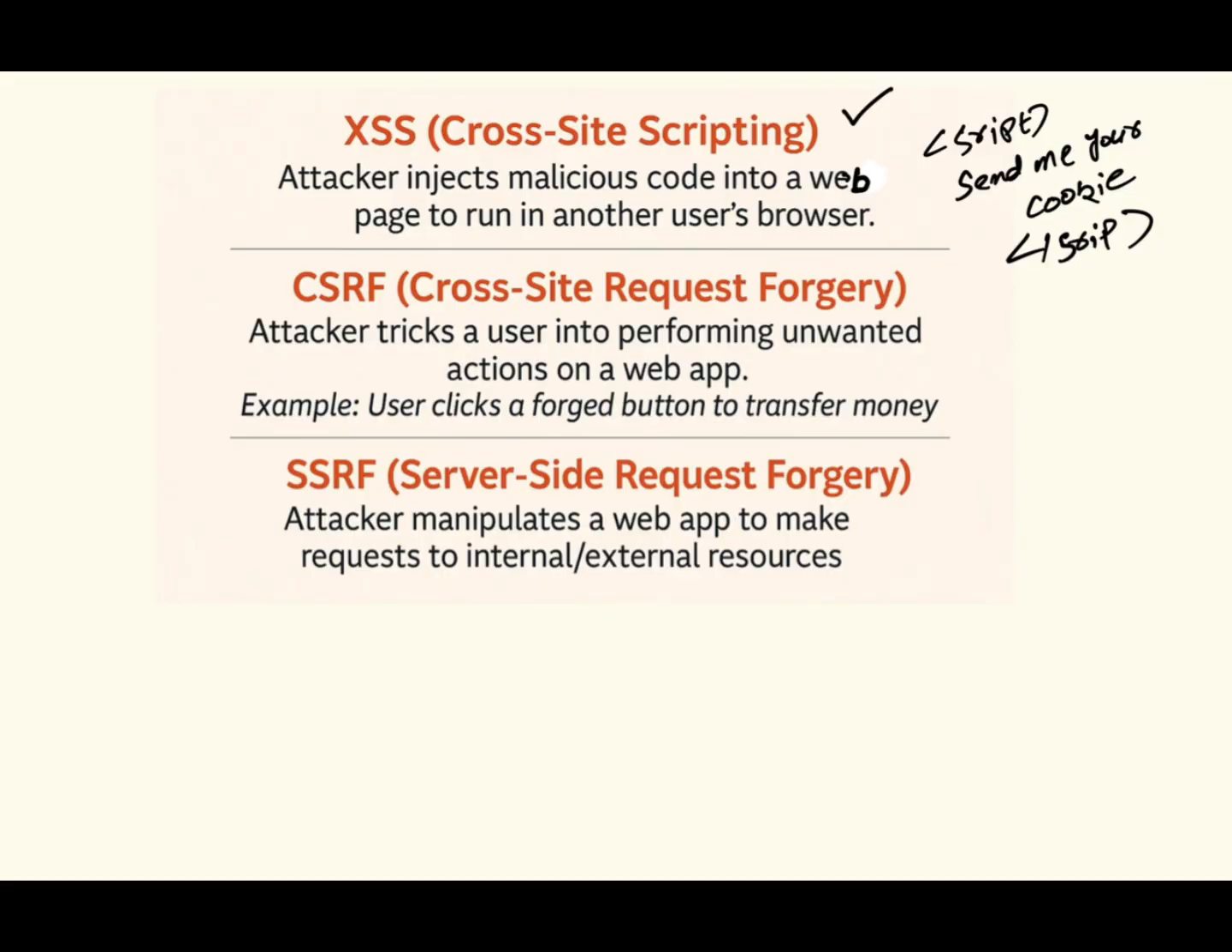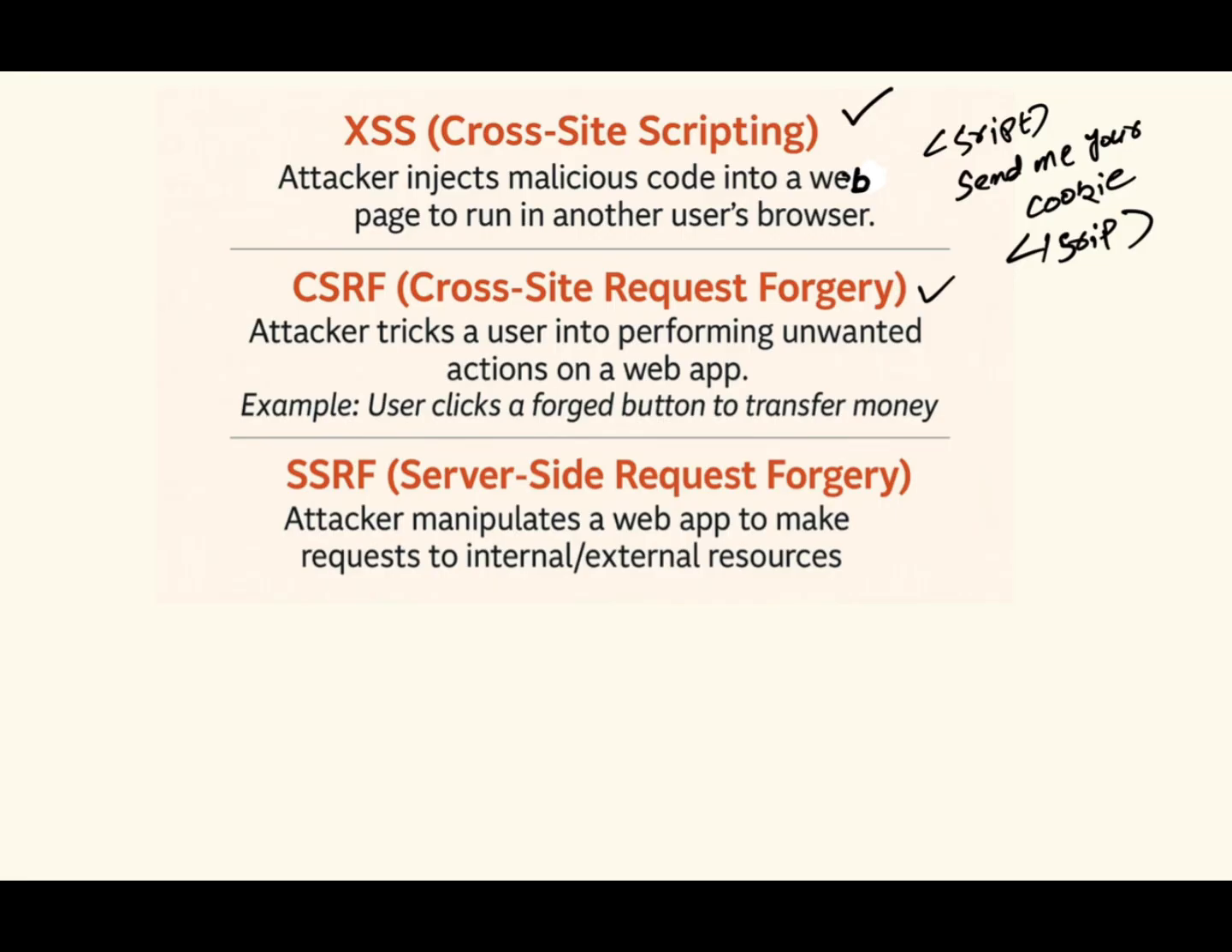The second one is cross-site request forgery. The attacker tricks a user into performing an unwanted action on a web page. For example, a user clicks a forged button to transfer money, like an accidental bank transfer. You are logged into your bank in one browser tab. You click a malicious link on another website that triggers a hidden request, a transfer of, for example, 500 euros to the attacker. You never typed anything. The site acted on behalf of you.